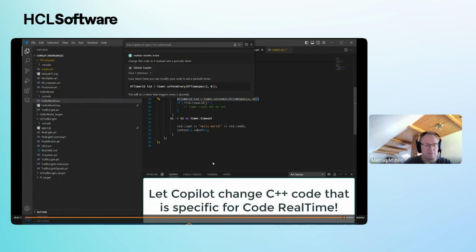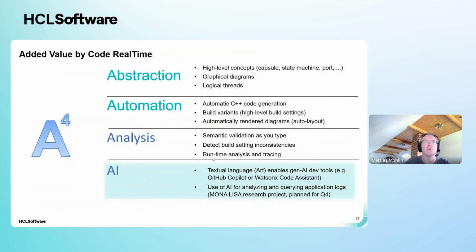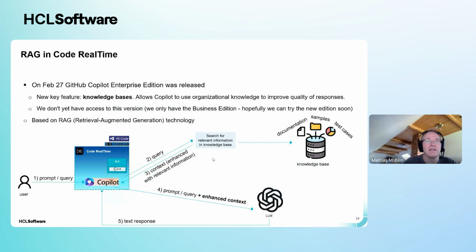So these were some of the examples of the Copilot usage that is available already now and can be used by users. And finally, recently, there was a new version of Copilot released. It's called the Enterprise Edition. I think it was end of February. And they have a new key feature, which they call knowledge bases.